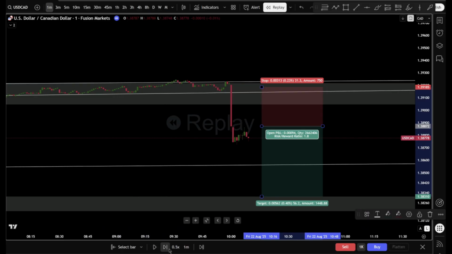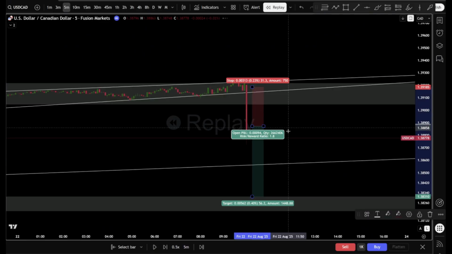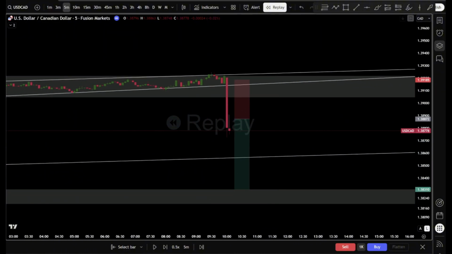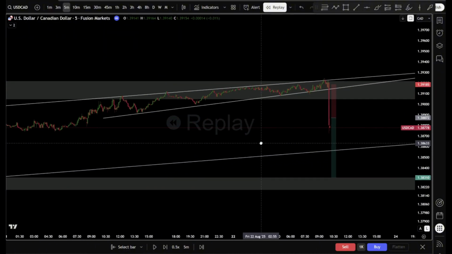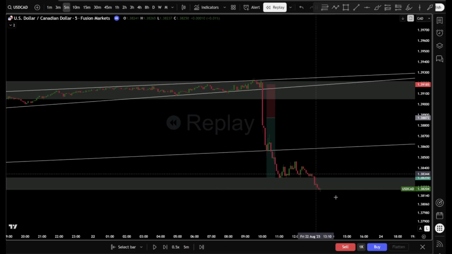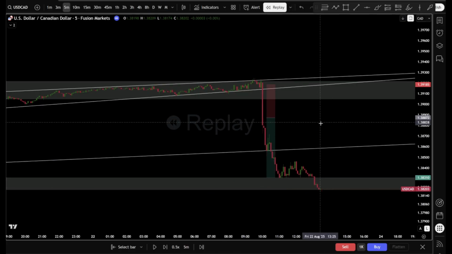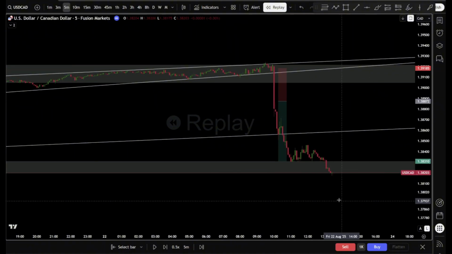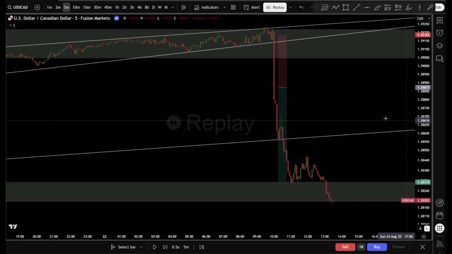So now let's play this under 5 minutes to see how this would have played out. Let me just zoom out a little bit for you guys. And we see the candles dropping heavy. And there we go. We hit our take profit. And over here, we would have been done for the day, taking nice profits for the day before the market closes. So it is simple.